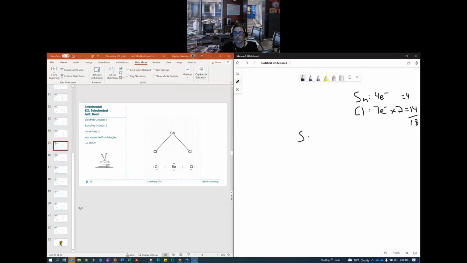My Sn is going to go in the center. I'm going to have chlorine on either side. I'm going to draw 1 bond in between. That takes out my 4 electrons, which leaves me with 14 again. And then 1, 2, 3, 4, 5, 6. 1, 2, 3, 4, 5, 6. Total of 12.